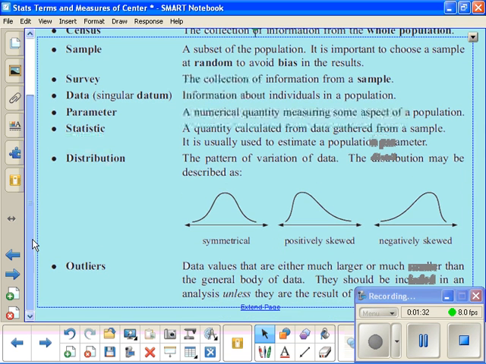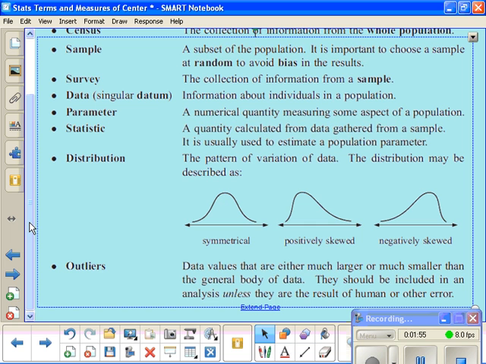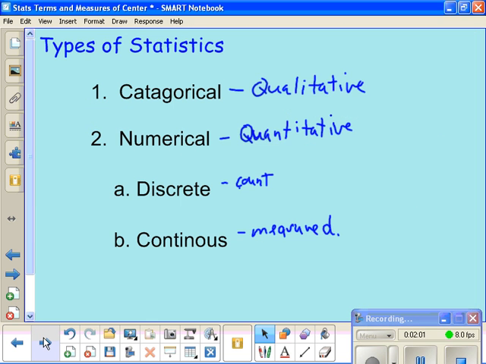We have a couple different types of distributions: symmetrical, positively skewed, and negatively skewed. Notice we used to call them skewed right and skewed left, but now we'll talk about them appropriately by calling them positively skewed and negatively skewed. So positively skewed is skewed to the left, negatively skewed is skewed to the right. Outliers are data that is much larger. We'll talk about how to determine whether something is an outlier.